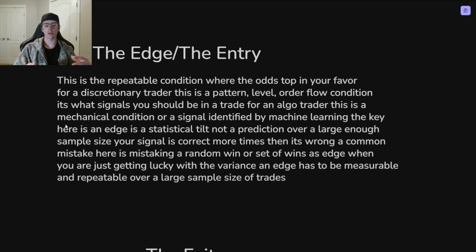A common mistake here is mistaking a random win or just a small set of wins as edge when you're just getting lucky and the variance is your edge in that play. So your edge needs to be measurable over a repeatable, large sample size of trades, not just a 10 trade win streak. That doesn't mean that you have edge, that just means that you had favorable variance.